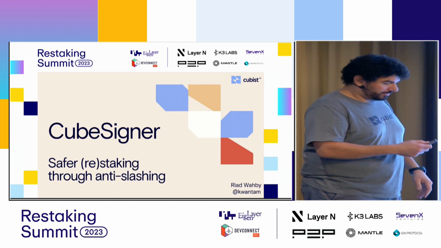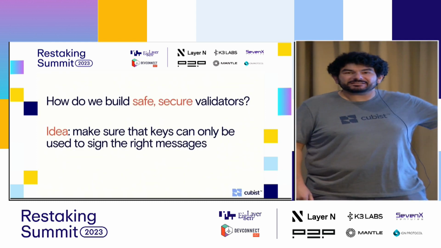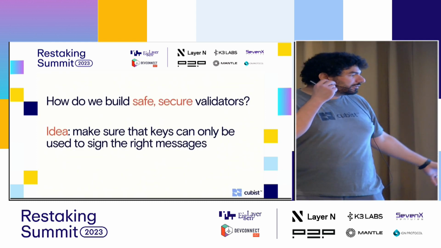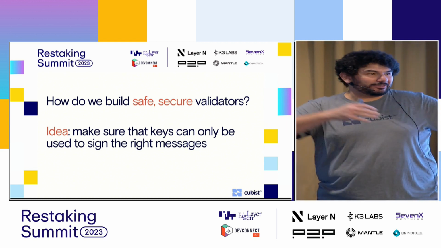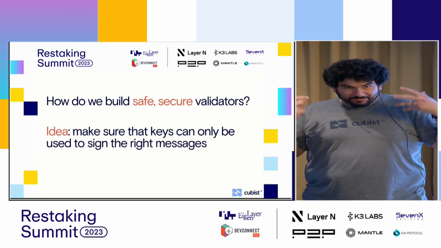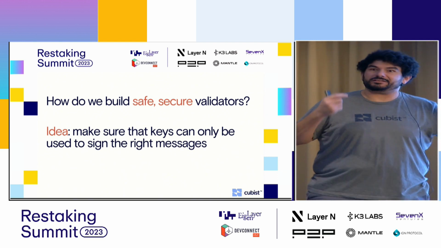And so the idea here seems like an obvious, simple idea: make sure that the keys can only be used to sign the right messages. Well, duh, okay? Because your validator's interface to the world is the keys. If it never signs a wrong message, it can't get slashed.